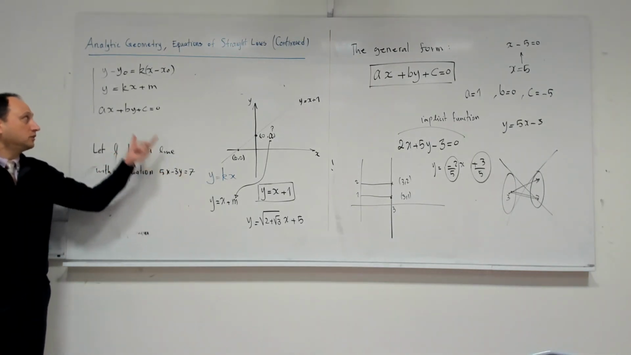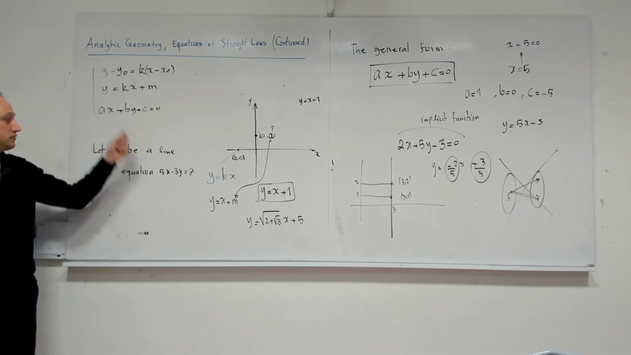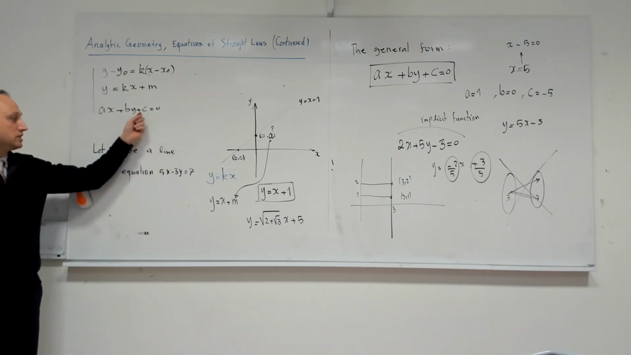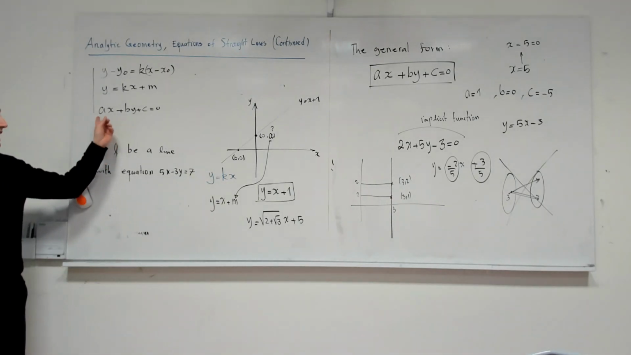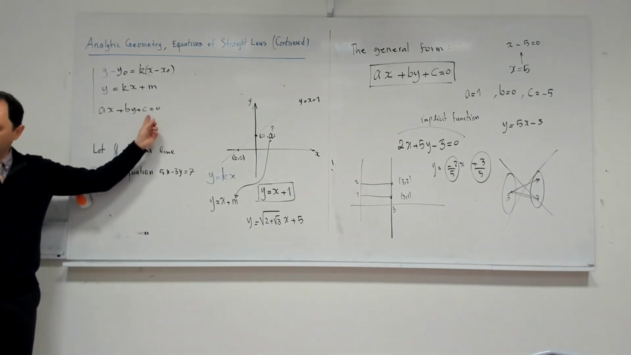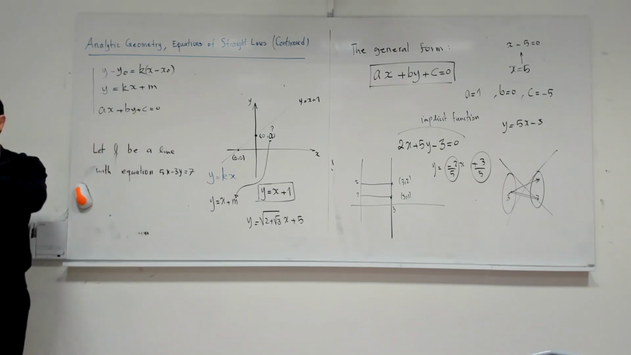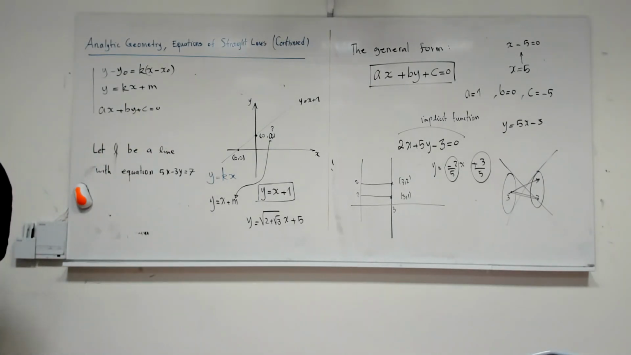Because you compare it with the general form, you see that A is 5, B is minus 3, C is minus 7. So any equation which can be expressed in this form, if you go and draw it, becomes a line. That's what I want you to know. With this you can make it so you get y along with the k value. Yes, and you need to know that.